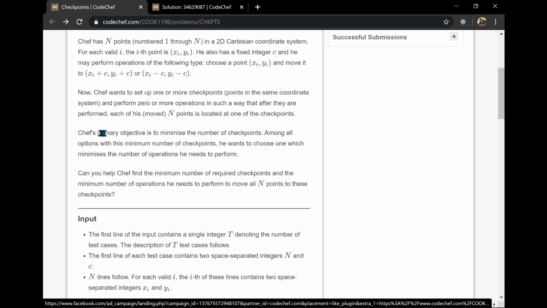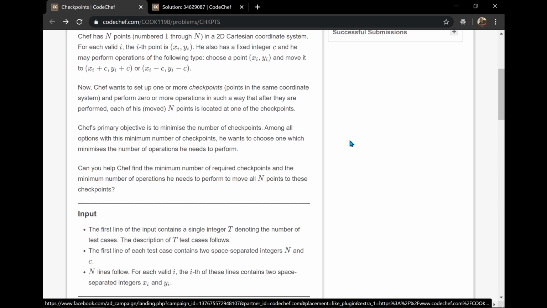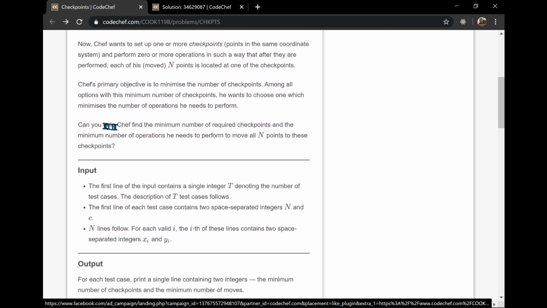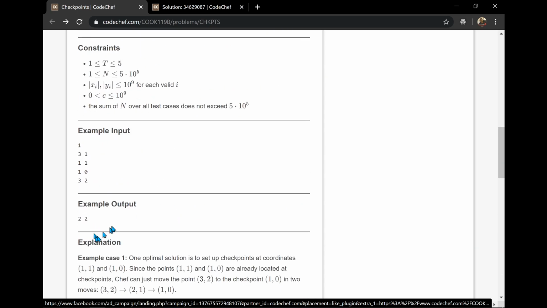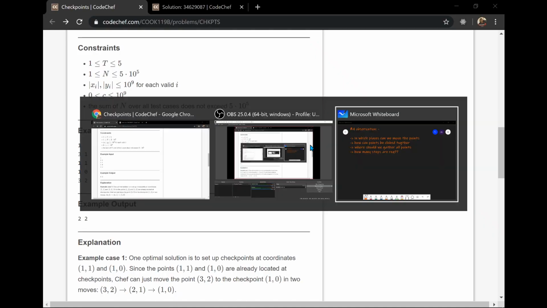The primary objective is to minimize the number of checkpoints, and amongst all the solutions with the minimum number of checkpoints, he also wants to choose the one which minimizes the number of operations he performs. So the first aim is to minimize the number of checkpoints, and the second aim is to minimize the number of operations. We have to take care of both of these, and find this minimum number of checkpoints and minimum number of operations. Here is the input and sample test given. So now let's get to the solution.